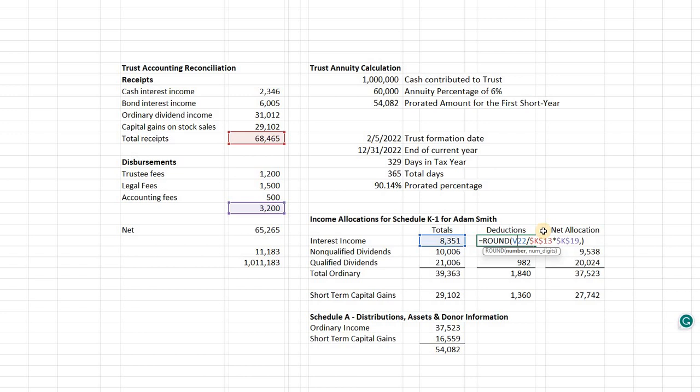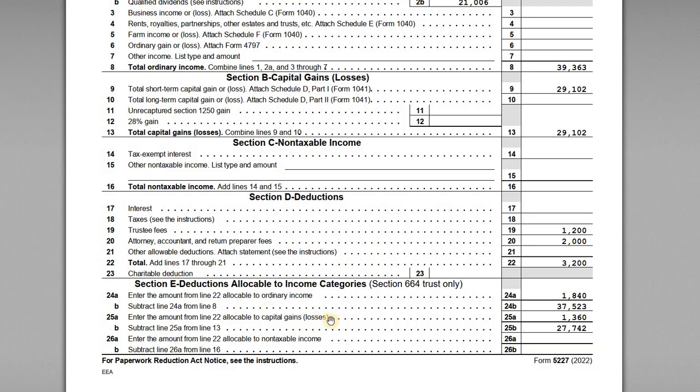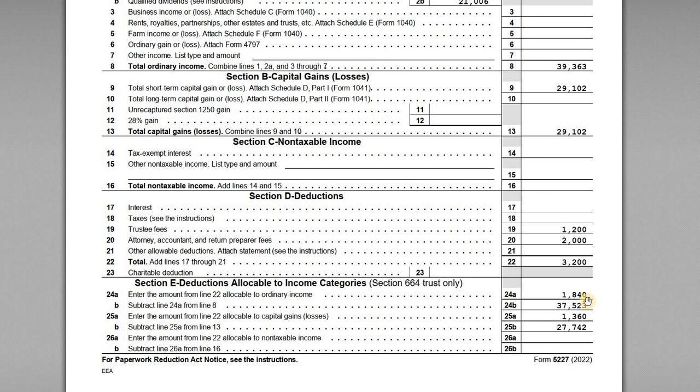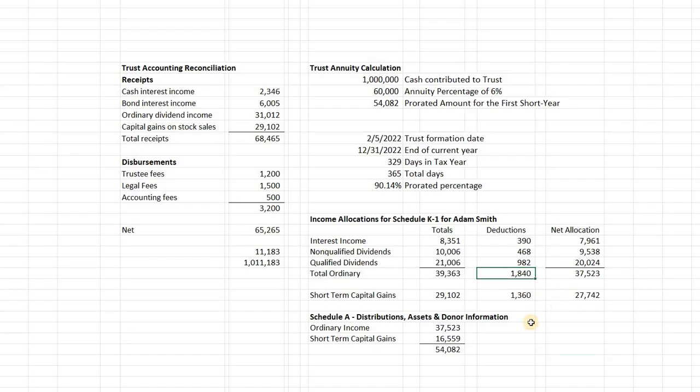So we've got our formula in there where we take the amount of income in this bucket over the total and then multiply it by the $3,200, and that's how we allocate the deductions to each group. Now, once the deductions are allocated, then we can enter these totals onto page 1 of the return. So in section E, we've got the $1,840 allocated to the ordinary income basket, and then the $1,360 allocated to the capital gain basket, right? So there's our 1840 ordinary income, 1360 capital gain.